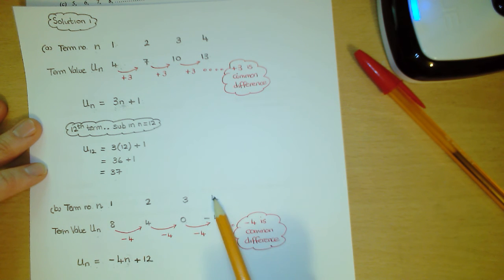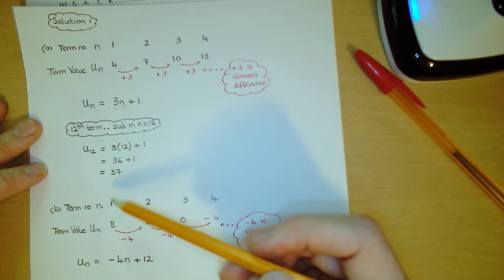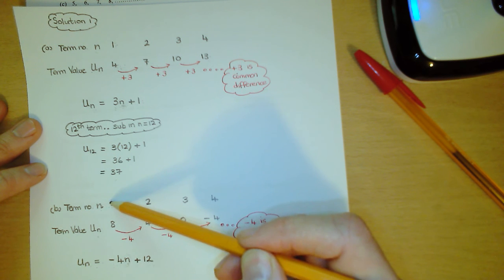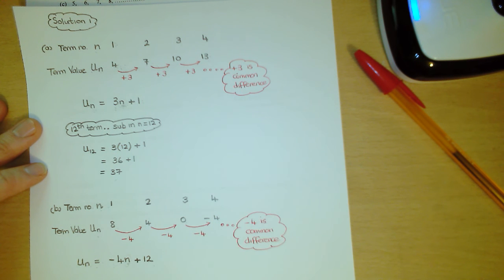And then chuck in n as 4. Minus 4 times 4 is going to give you minus 16, and then add on 12, it's going to give you minus 4. So it's a brilliant little formula. So we've now got the nth term formula that connects each term number n to its corresponding term value un.